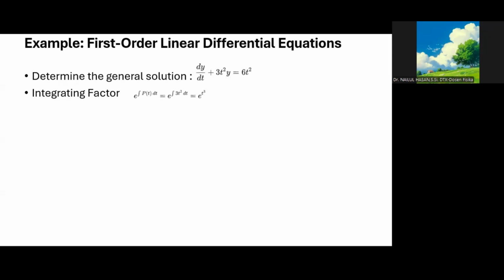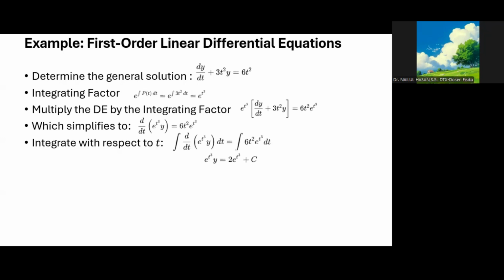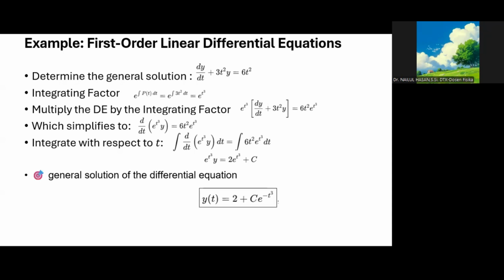Let's identify the p function of time here, 3t squared. We can integrate it easily, and then we can get integrating factor, and then multiply both sides by integrating factor, and we can write the differential equations and then integrate both sides. We can get the solution of these differential equations. General solution of differential equations. So the constant c depends on the initial conditions or boundary conditions.